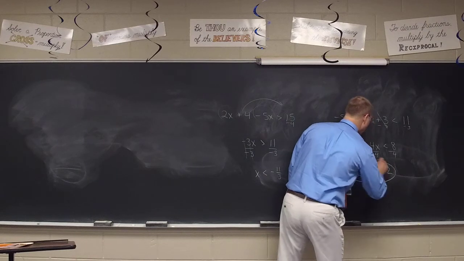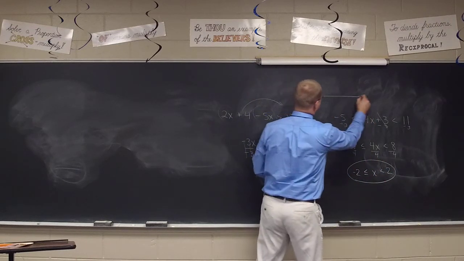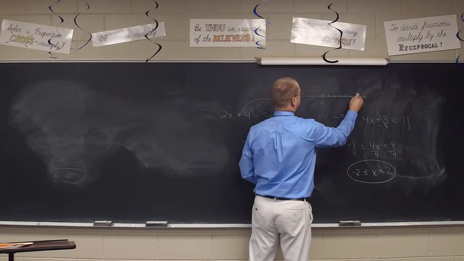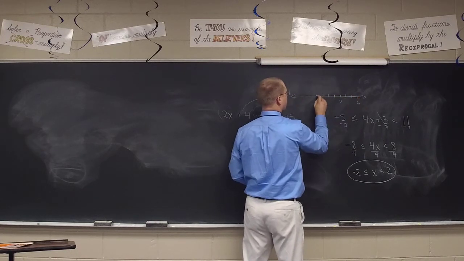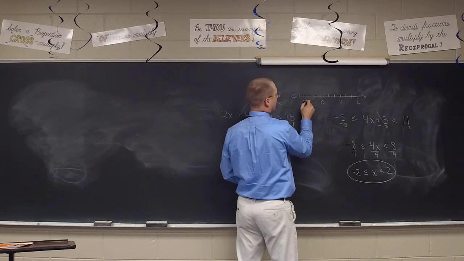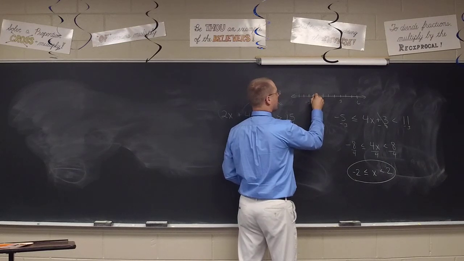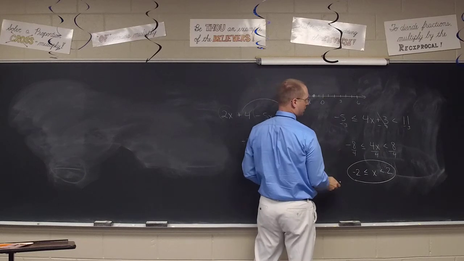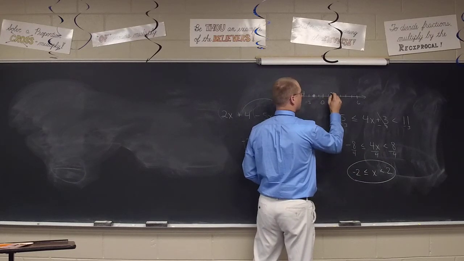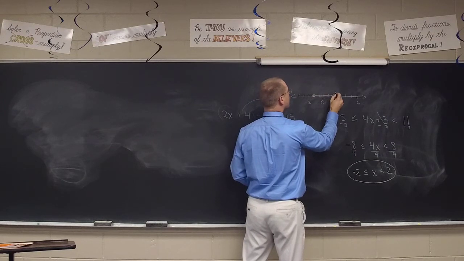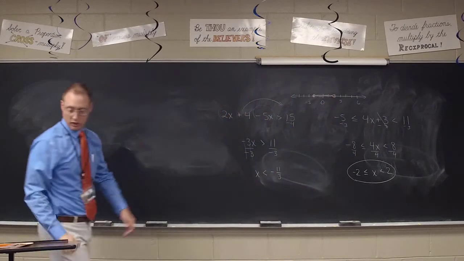All right, now how would I graph this inequality on the number line, Lana? On the negative 2, you put a closed dot, and then on the 2, you put an open dot, and then you shade everything in between. And there we go. Questions on inequalities?